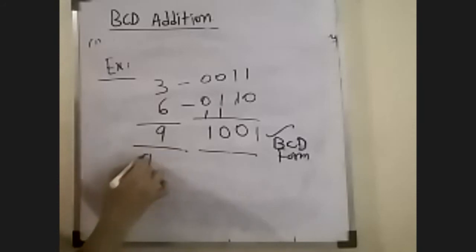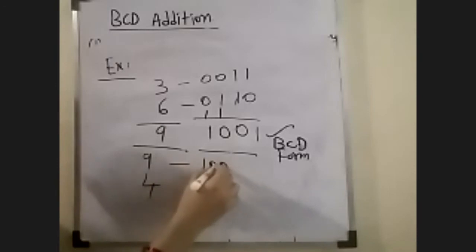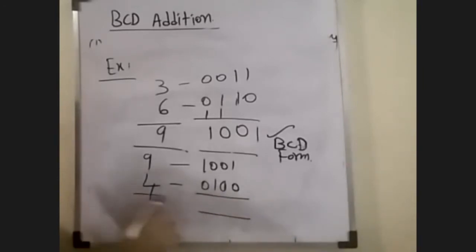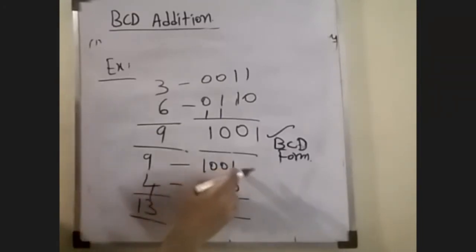take 9 and 4. What is the 9 equivalent value? 1001. The 4 value? 0100. So 9 plus 4 is 13. How can you represent 13 in BCD? 0001, 0011, right? This is the decimal. So what is the binary equivalent for 13? The 0001, 0011. So first you can add this value.